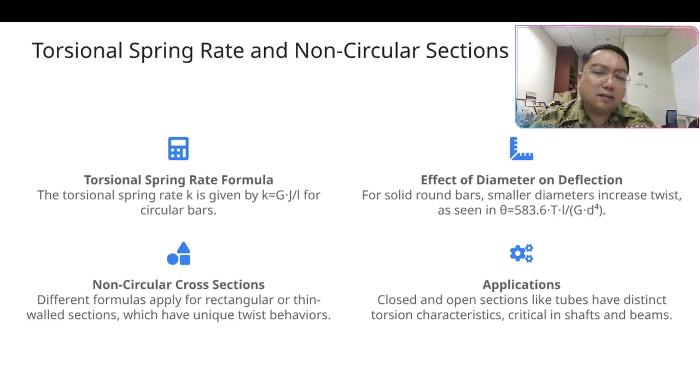They have unique twist behavior. In application, closed and open sections like tubes have distinct torsion characteristics, which are critical in shafts and beams. So that's all for the video right now.